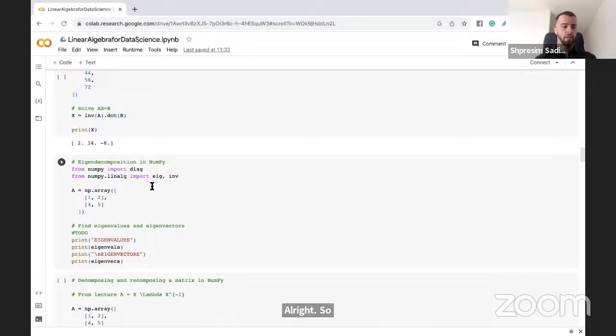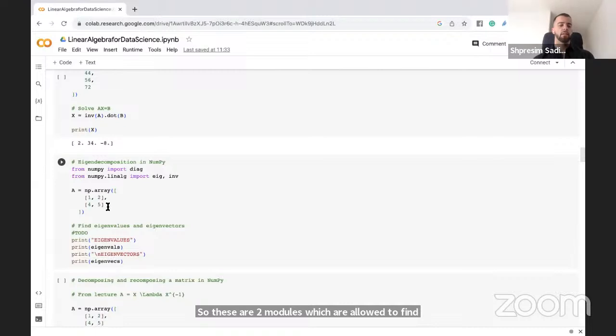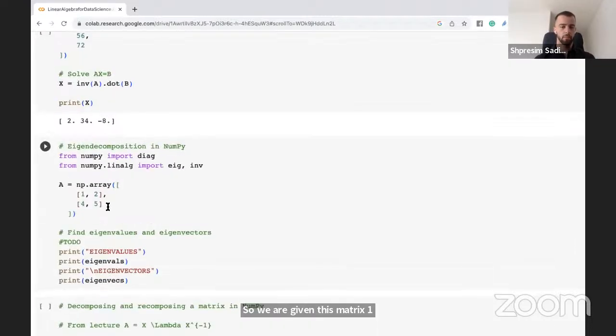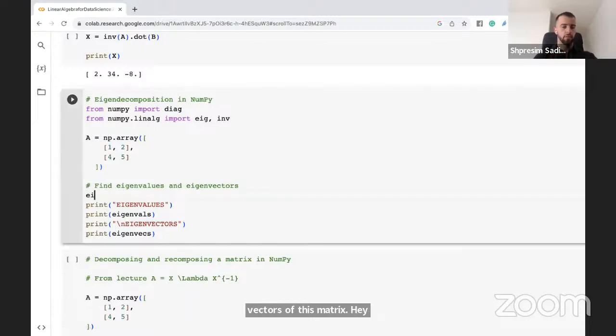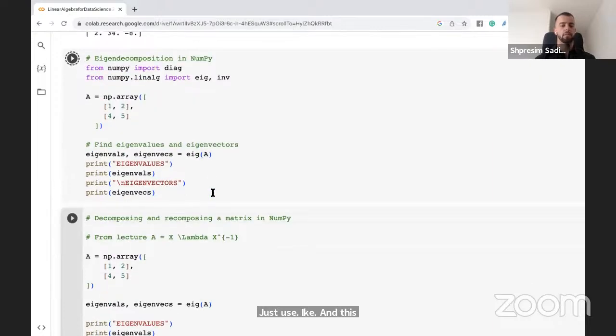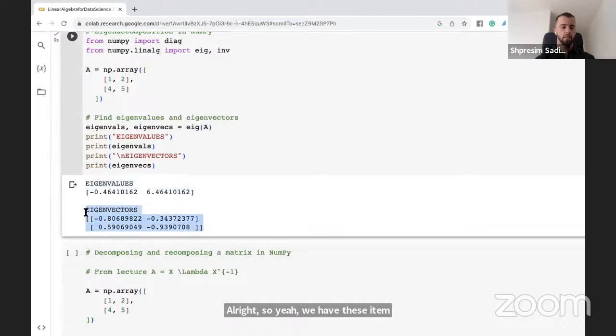So for eigendecomposition in NumPy, we have to import this diag module. And from numpy.linalg, we have to import eig and inv. So these are two functions which allow us to find the eigenvalues and the inverse of a matrix. So we are given this matrix [[1, 2], [4, 5]]. And again, we want to find the eigenvalues and eigenvectors of this matrix A. And this is actually really straightforward. We just use the eig command, and this will find for us the eigenvalues and eigenvectors. All right, so we have these eigenvalues, these eigenvectors.